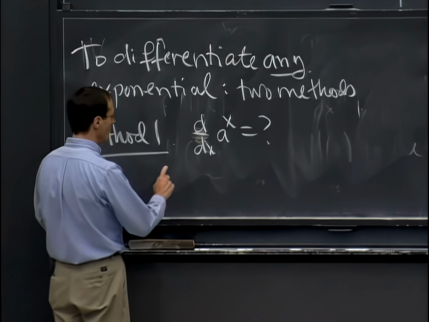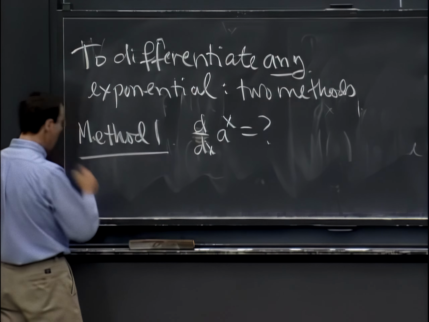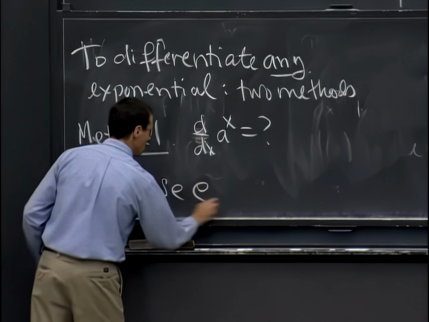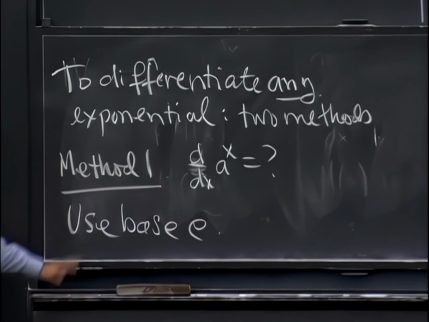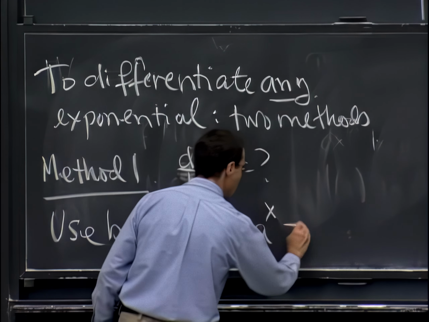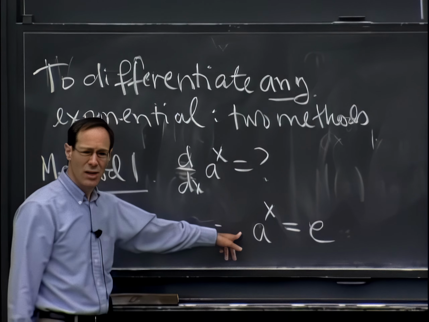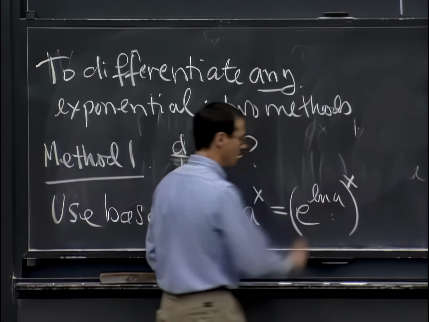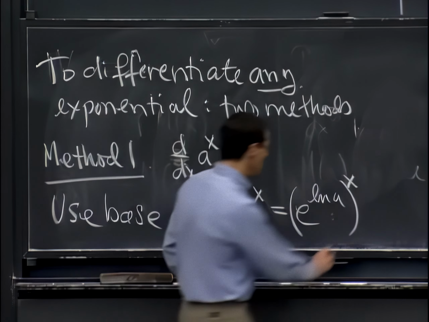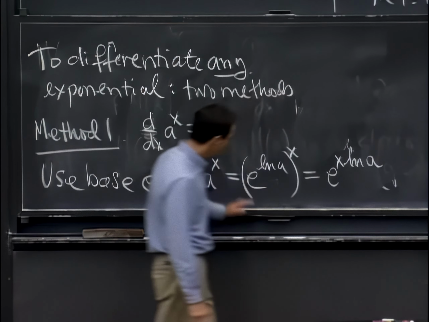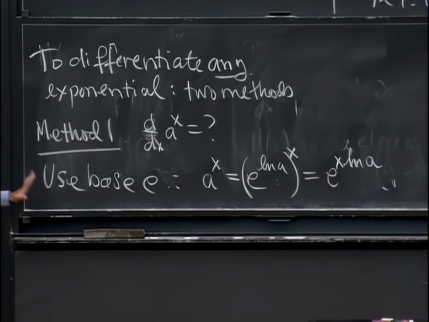The procedure is to write, so the method is to use base e, or convert to base e. So how do you convert to base e? Well, you write a to the x as e to some power. So what power is it? It's e to the power log a, to the power x. And that is just e to the x log a. All right, so we've made our conversion now to base e, an exponential of something.